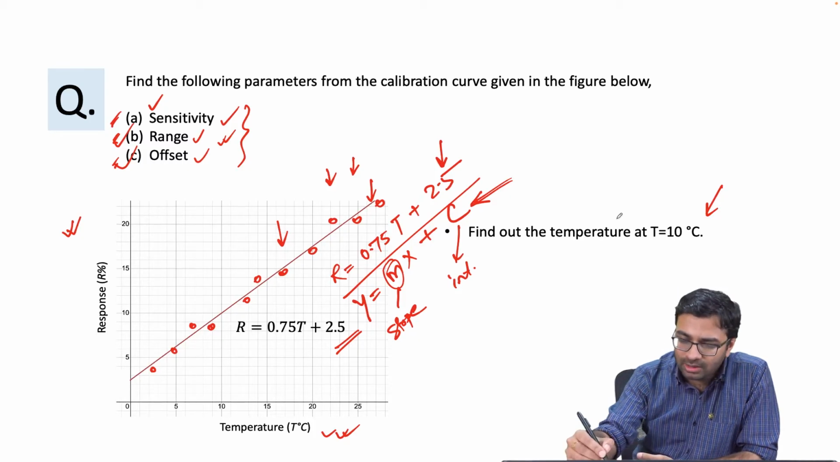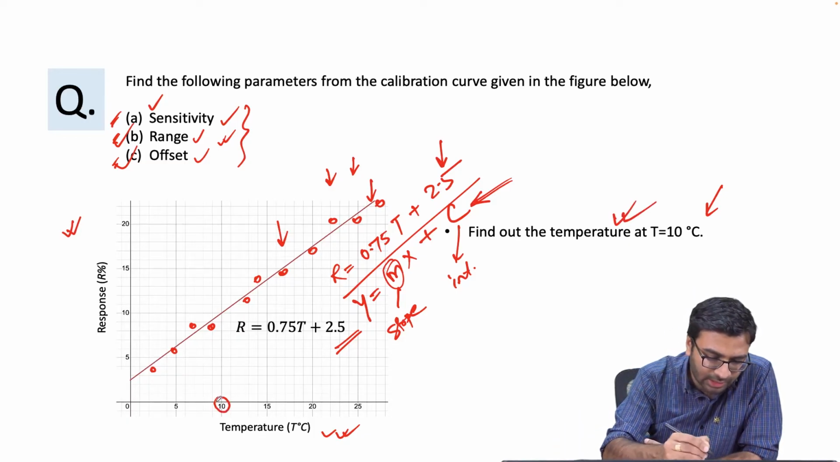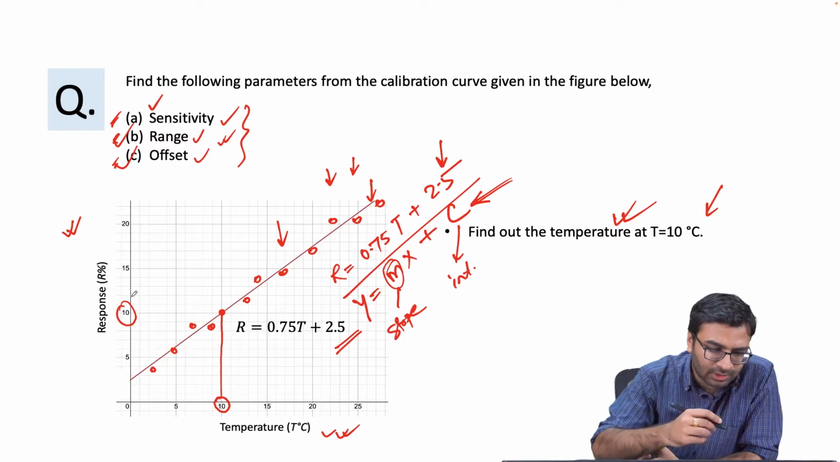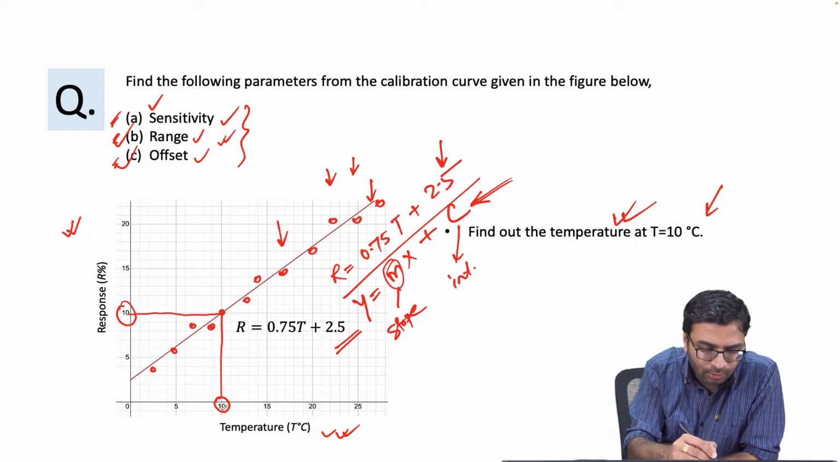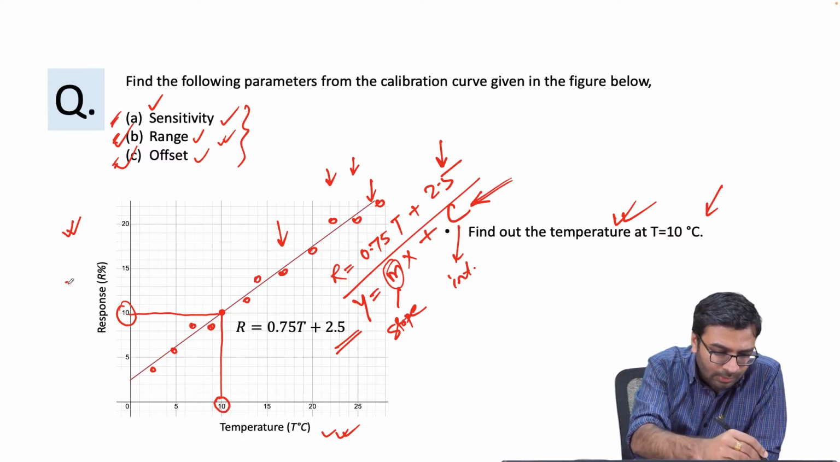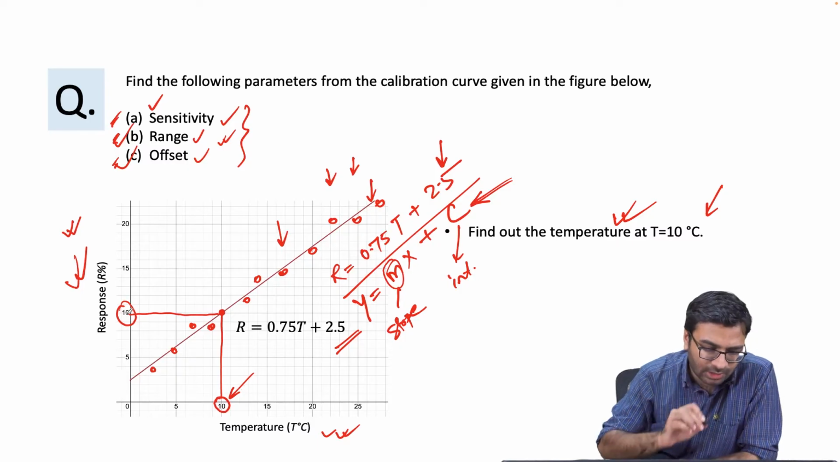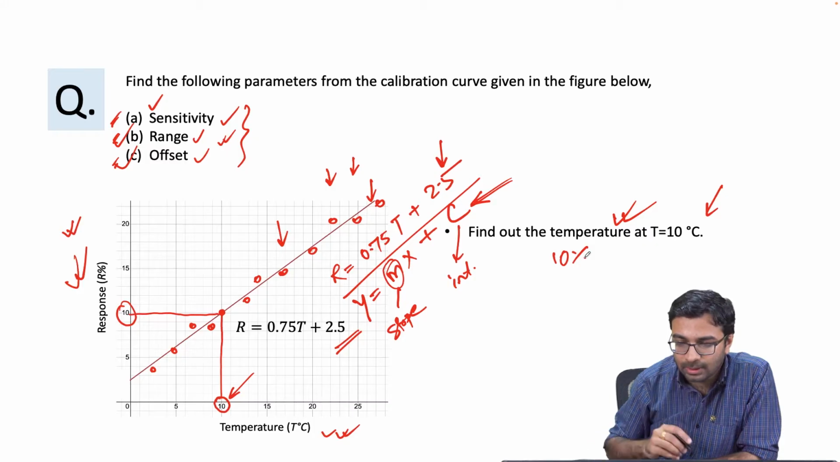Now one can find out this response just by looking at the plot. At 10 degrees centigrade, the plot says that this is your response. So at 10 degrees centigrade, your response is 10%. From the plot itself, it is very clear. The corresponding value to this 10 degrees centigrade is 10%.